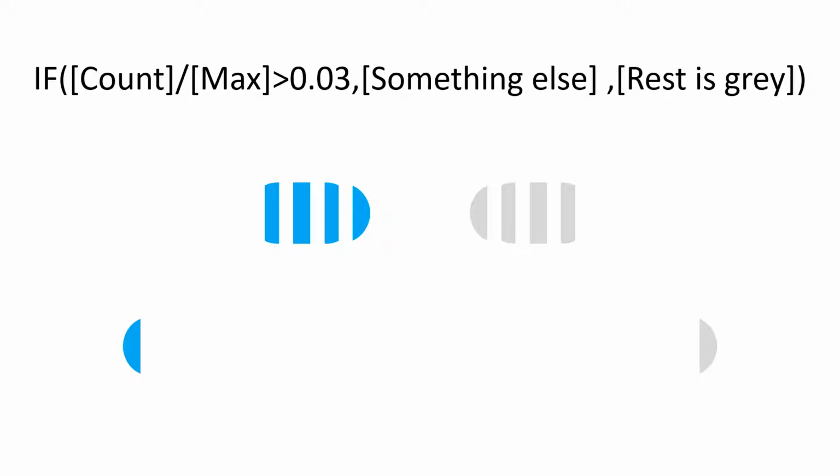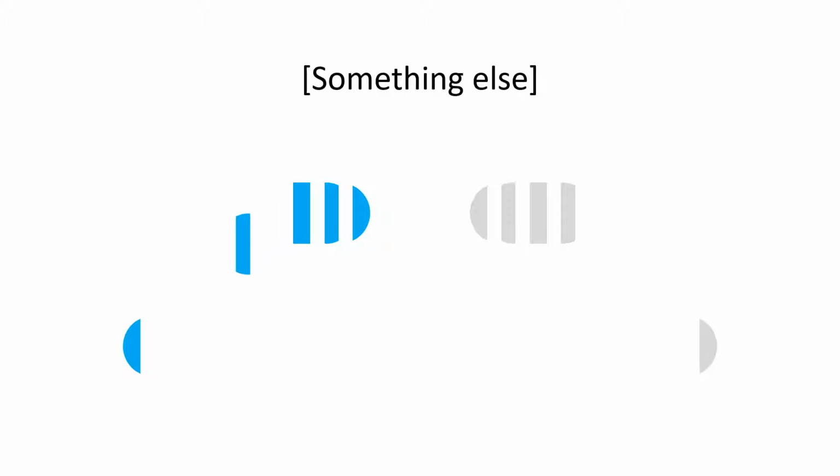And if it is, then we're going to do another if statement, which is where the something else comes in. Otherwise, the rest is going to be grey, because the way this formula works, that's going to come at the end. You'll see that in the end. So let's have a look at that something else.